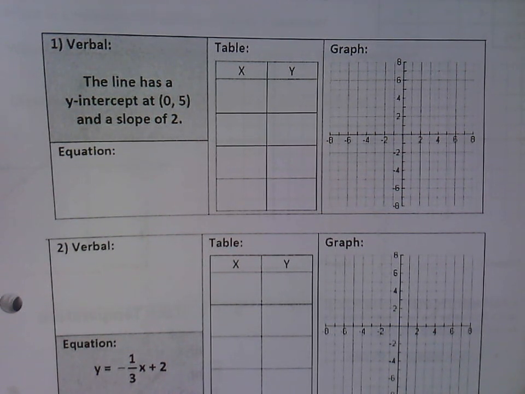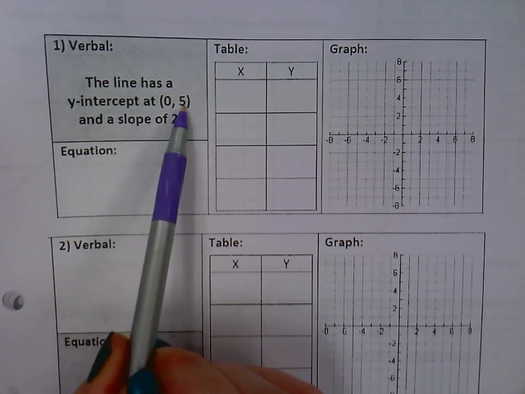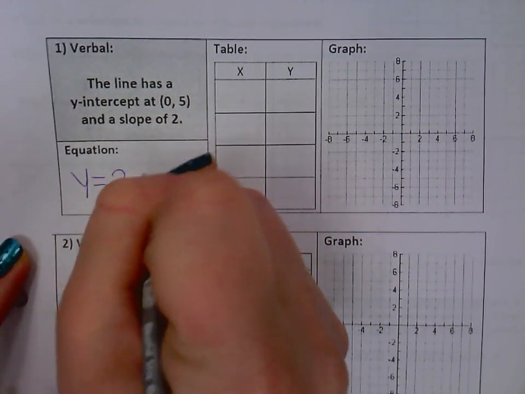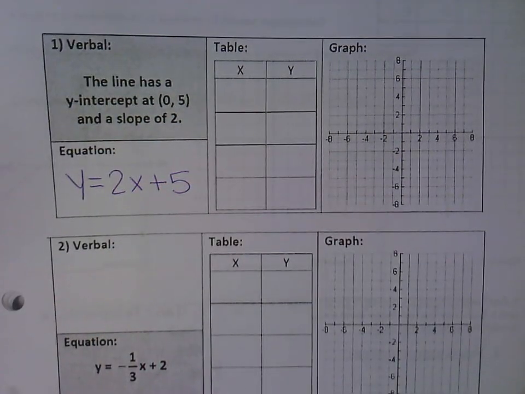I always do the graph first, and then I build my table from whatever I graphed. So they're telling you the line has a y-intercept of 5 and a slope of 2. So we know that our equation is 2x plus 5. And for it to be an equation, it has to say y equals.